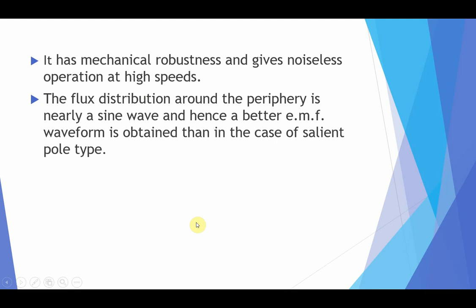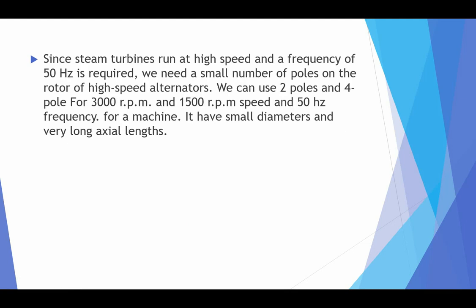This type of rotor is used for high speed. Since steam turbines run at a high speed and a frequency of 50 Hz is required, we need a small number of poles on the rotor of a high speed alternator. We can use 2 poles and 4 poles for 3000 and 1500 RPM speed and 50 Hz frequency. The machine has a small diameter and very long axial length.